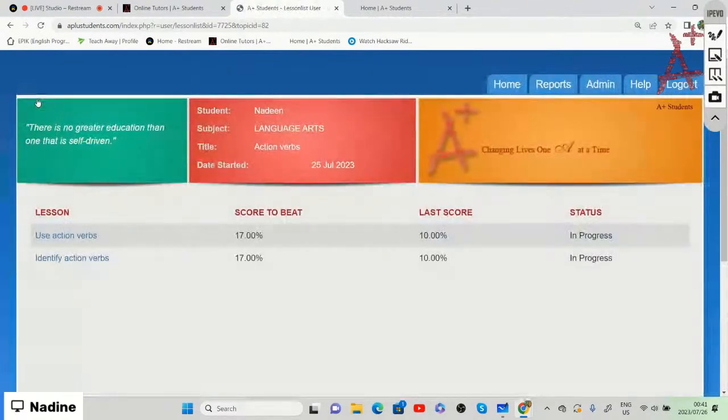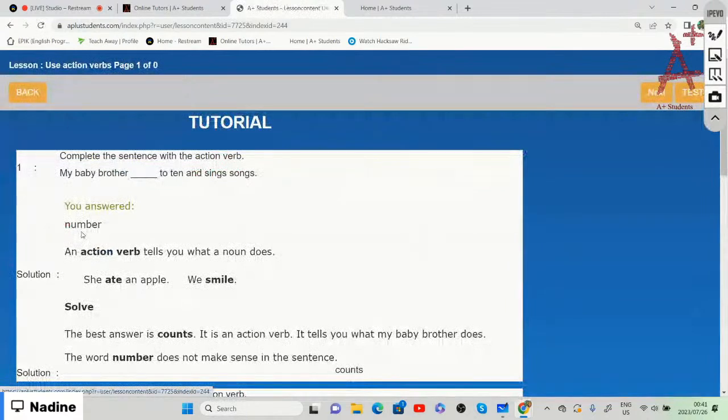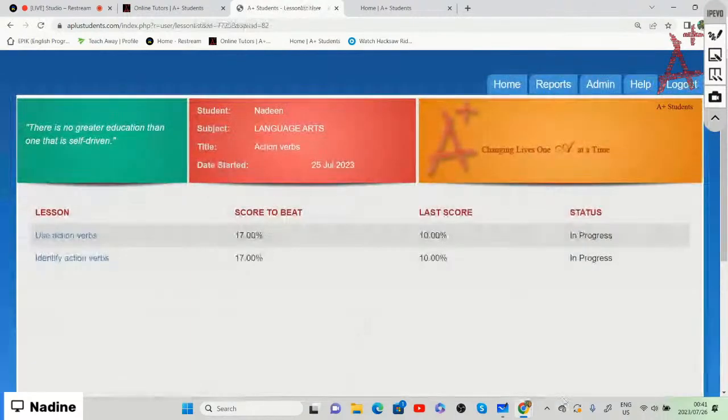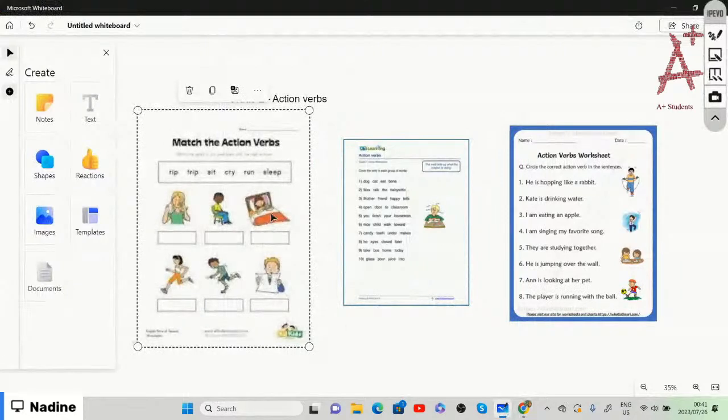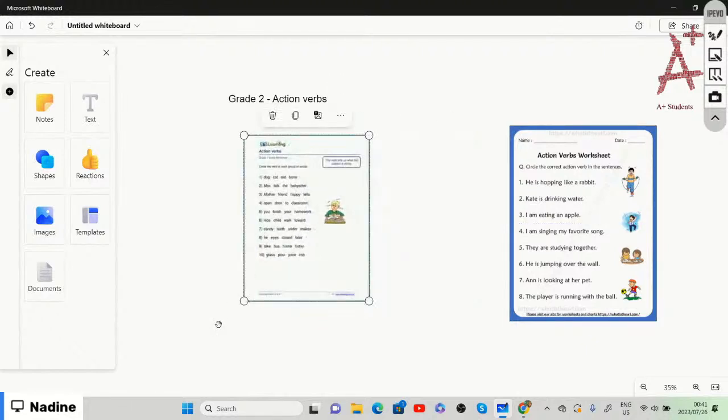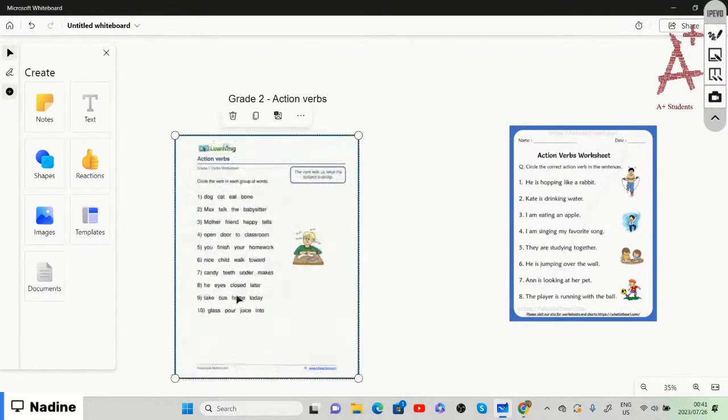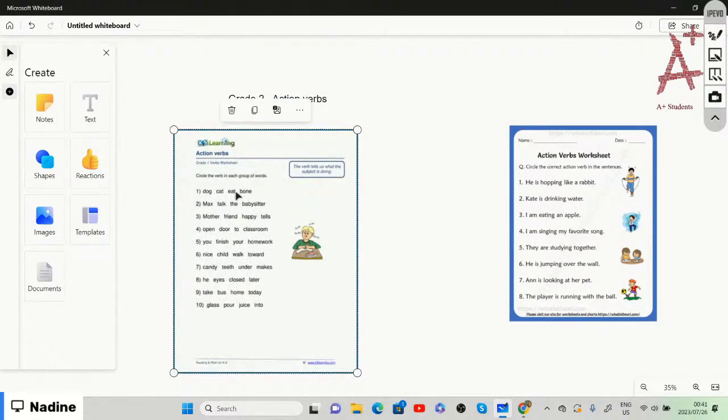All right. So that is basically action verbs, right? And we said an action verb tells us what the noun does, right? Let's go to this activity. You need to circle the verbs within each of the groups of words. There are 10 different groups, so we need to specifically just identify the verbs within the groups.